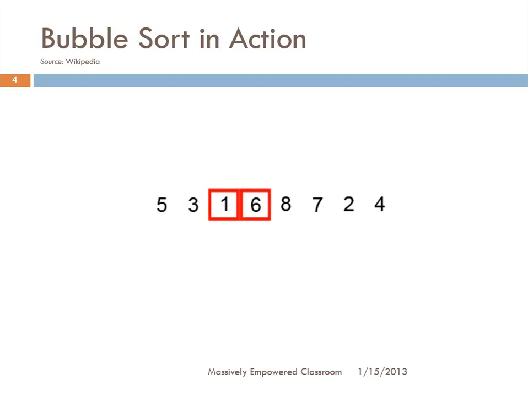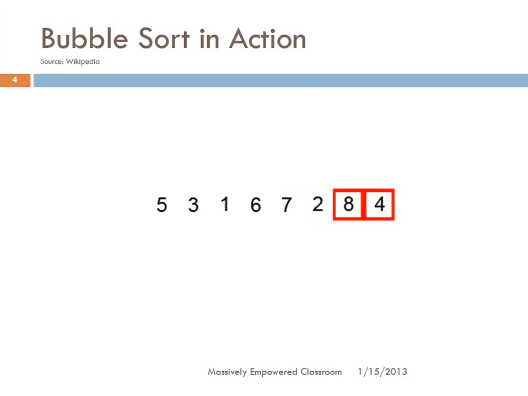Right? Keep doing this. When we compare 6 and 8, they are already in increasing order, so we don't do anything. 8 and 7, we exchange because they were out of order. Right? So after one loop of this, the largest element, which in this case is 8, bubbles up to the end of the array. Right?